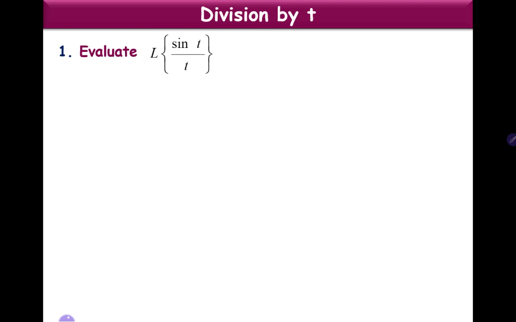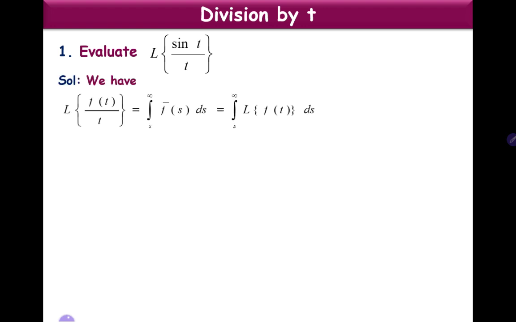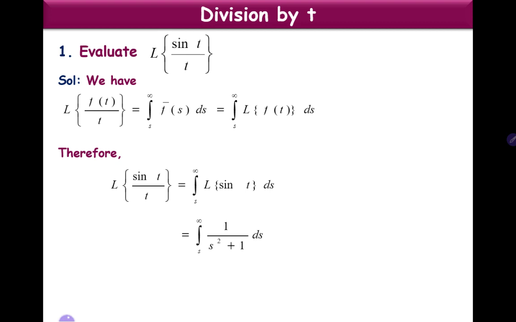First problem is evaluate L of sine t by t. So, let us write the property again here. L of f of t by t is equal to integral s to infinity L of f of t ds. Now, if we apply this property to this function, we get L of sine t by t is equal to integral s to infinity L of sine t ds. What is L of sine t? It is 1 by s square plus 1. Therefore, this is integral s to infinity 1 by s square plus 1 ds.